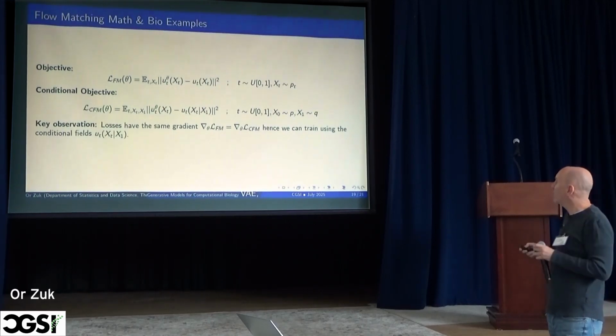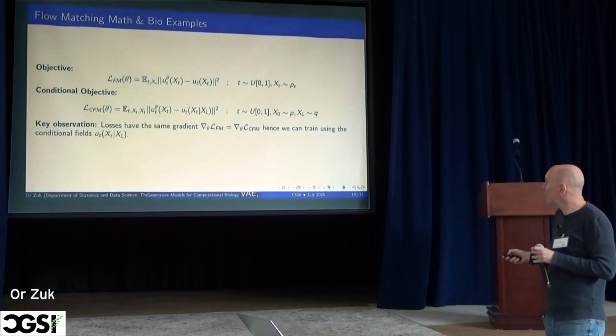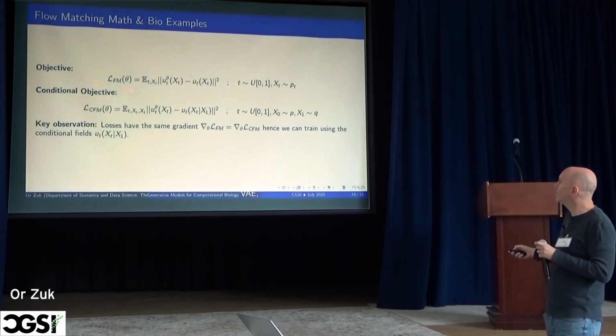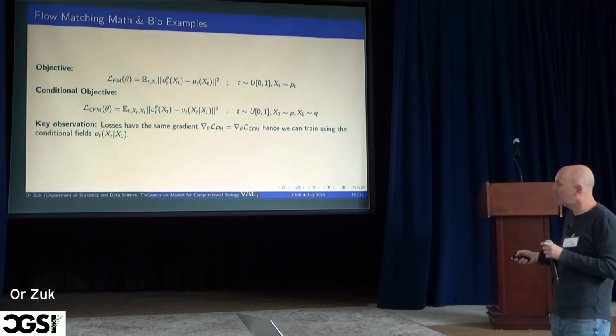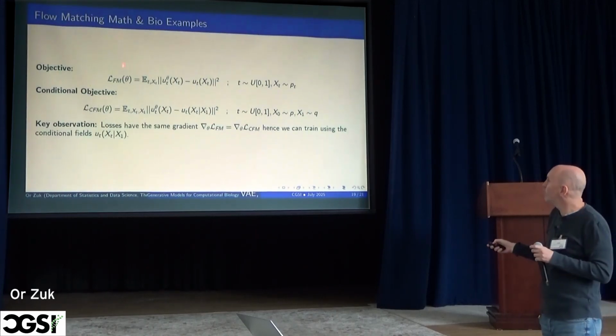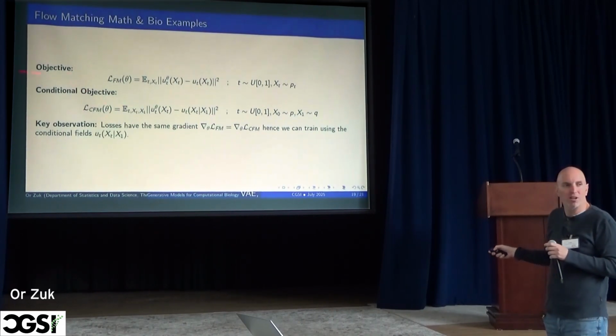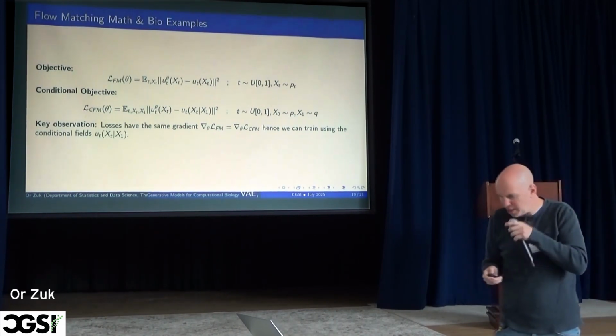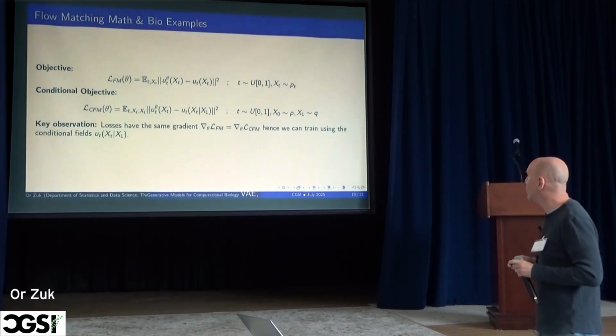And remarkably, you can prove in a few lines that while these two losses are not the same, they differ by a constant, so their gradients are the same. So even if you want to train by this loss, you can in fact train using this conditional loss. That's the key idea, and this simplifies the computation.